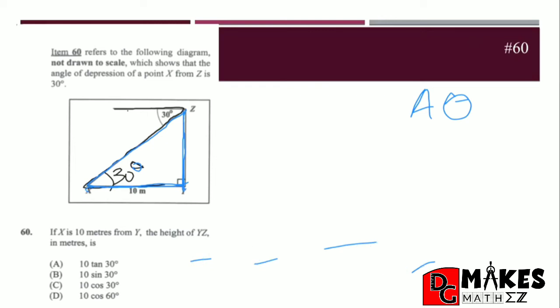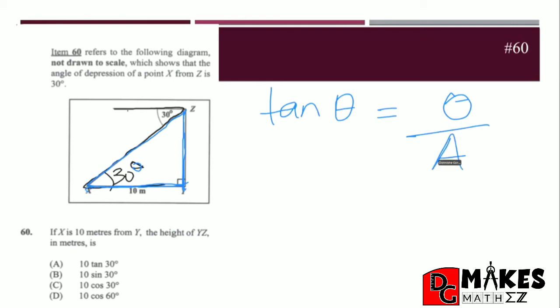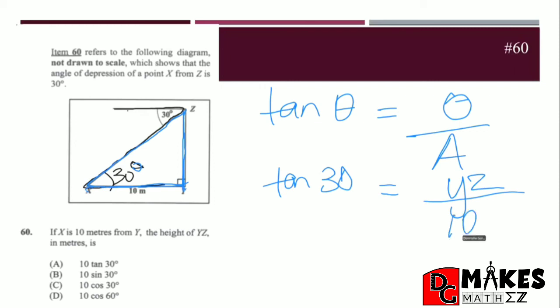So the ratio that involves the adjacent and opposite is going to be tangent. We know tan of whatever angle we have is equal to the opposite over the adjacent. So that means tan 30 degrees is equal to the opposite, which is YZ, which is what we don't know, over the adjacent, which is 10. Already, you notice tan is not in any of your other answers except A, so it's highly likely that that is your answer. From early, you can start to eliminate options. But anyway, let's just finish the question.